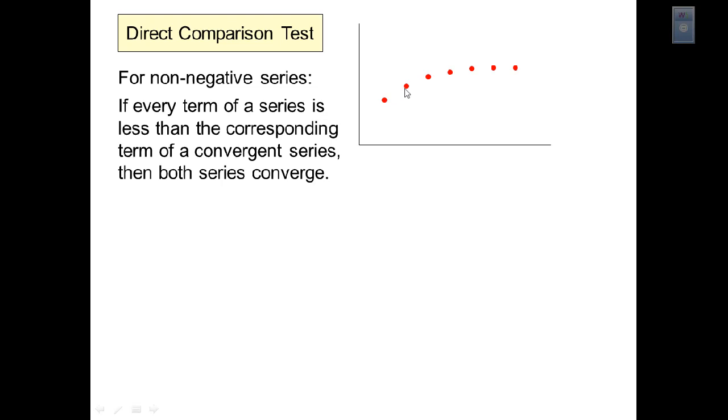So if we have this one and we know that it converges, and the blue dots correspond to the red dots and they're always lower, if we know that the red is going to converge, then we know that the blue has to converge as well. So we know the red one converges, and if the blue values for each corresponding term are less than the convergent series, then we know that the blue series must converge also.